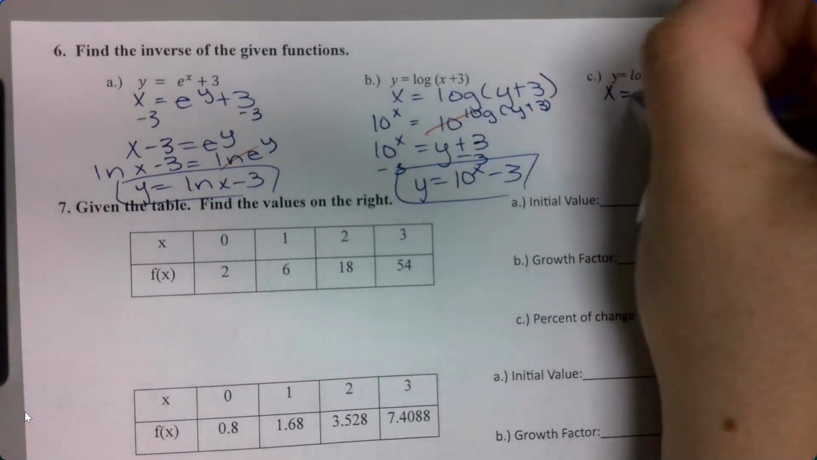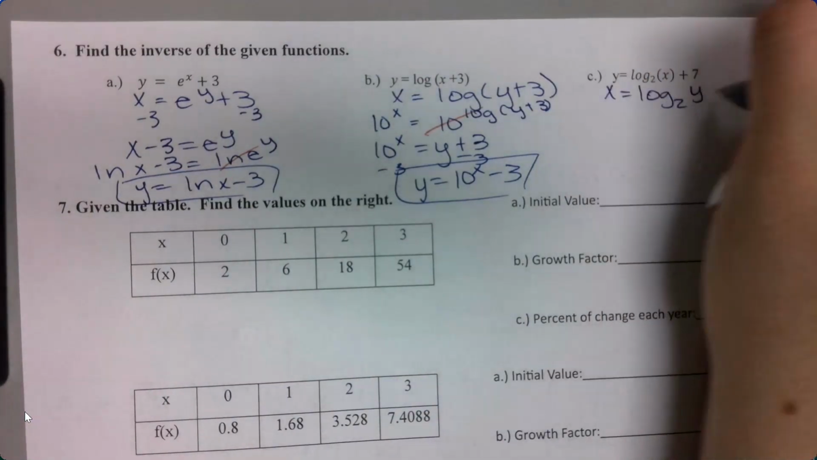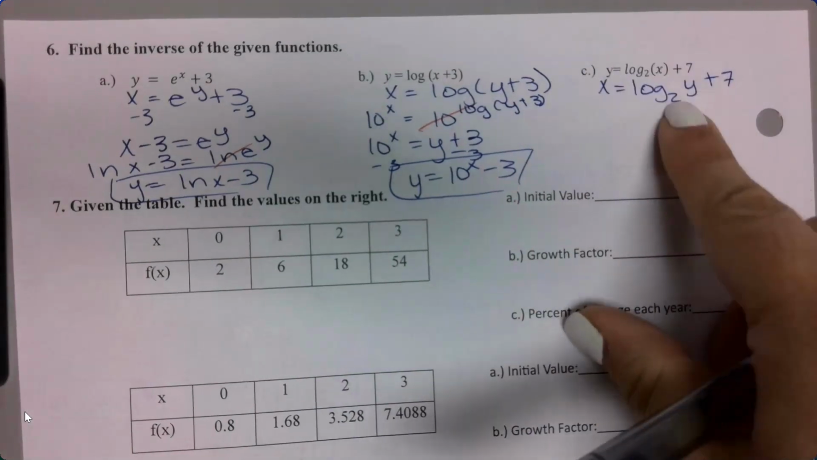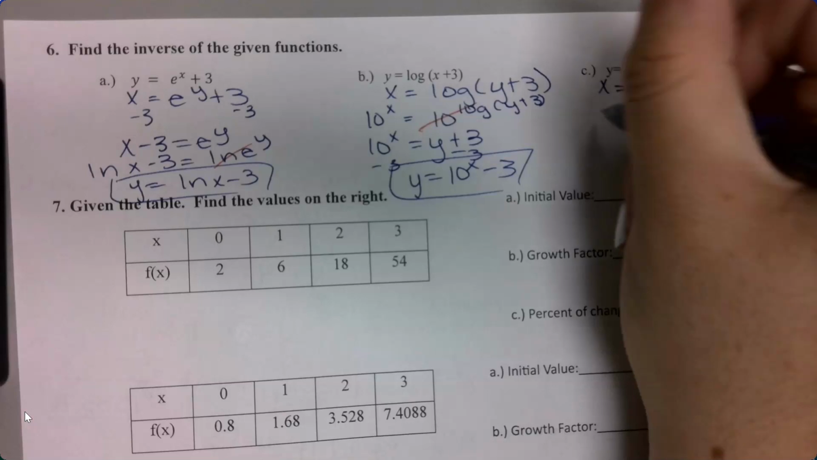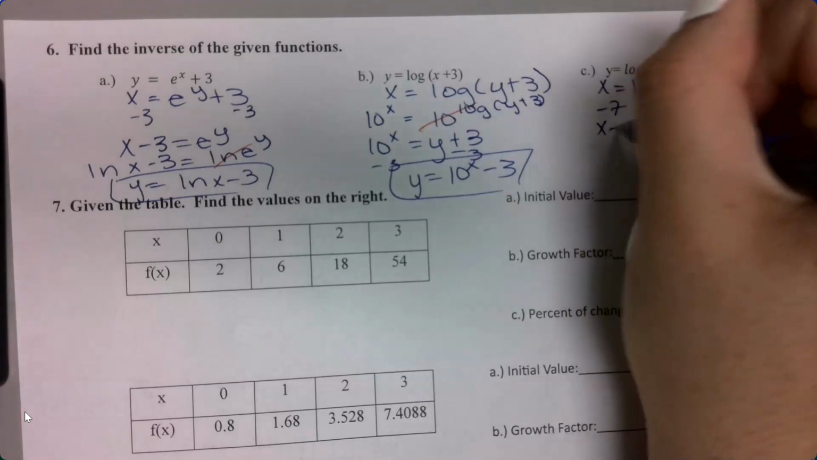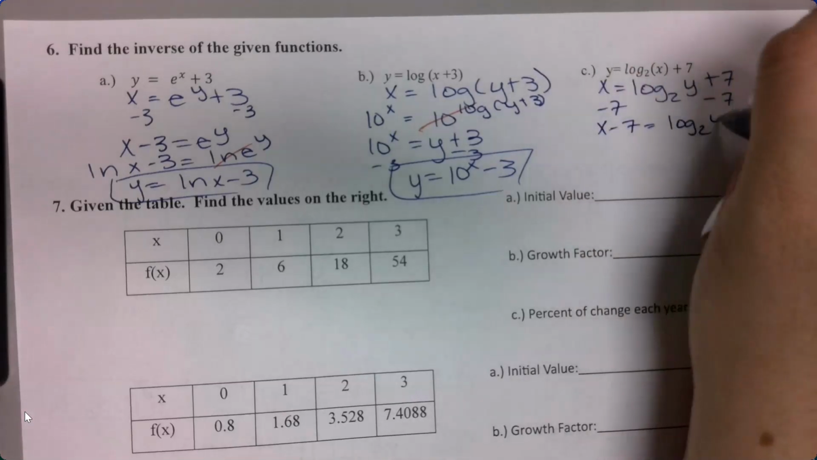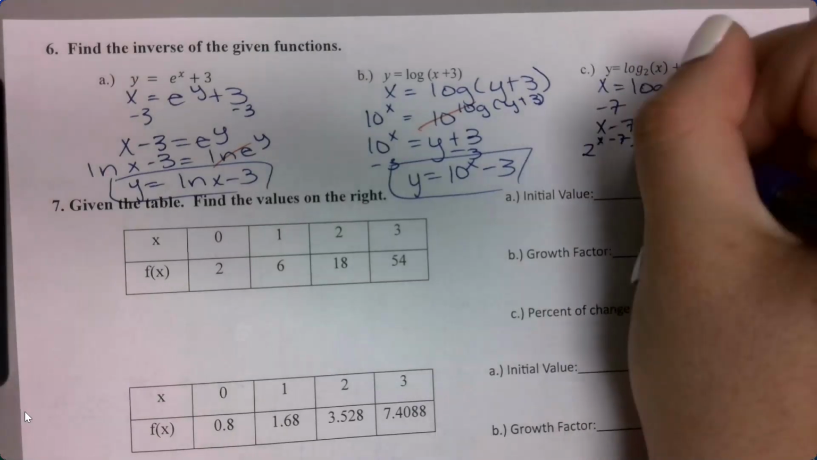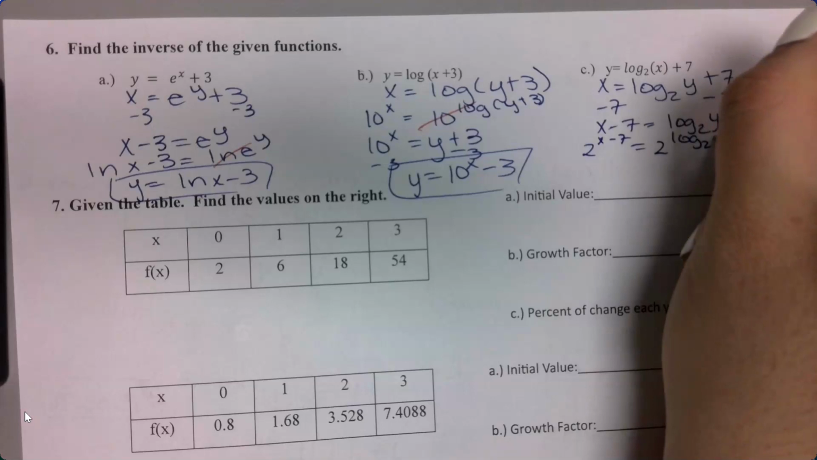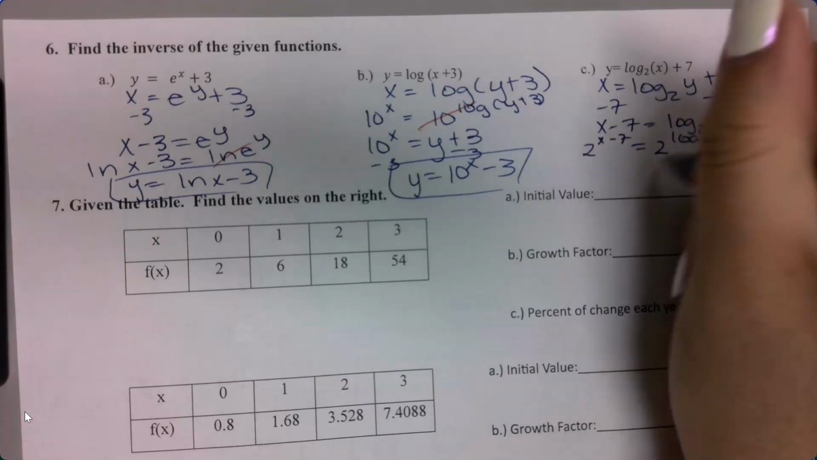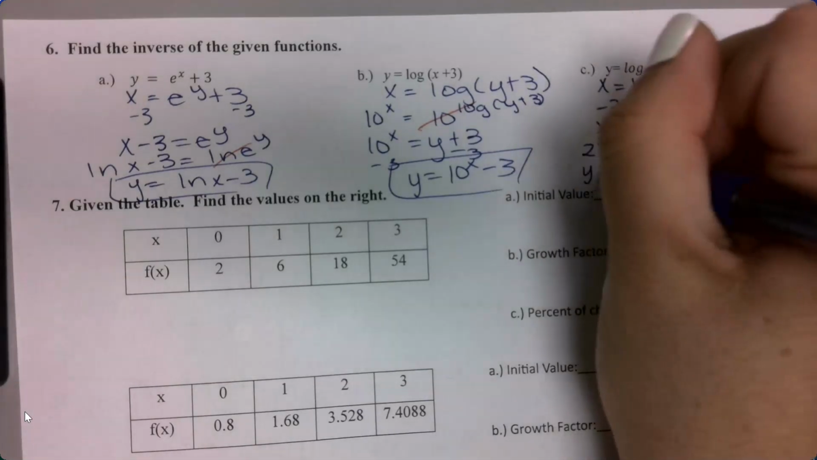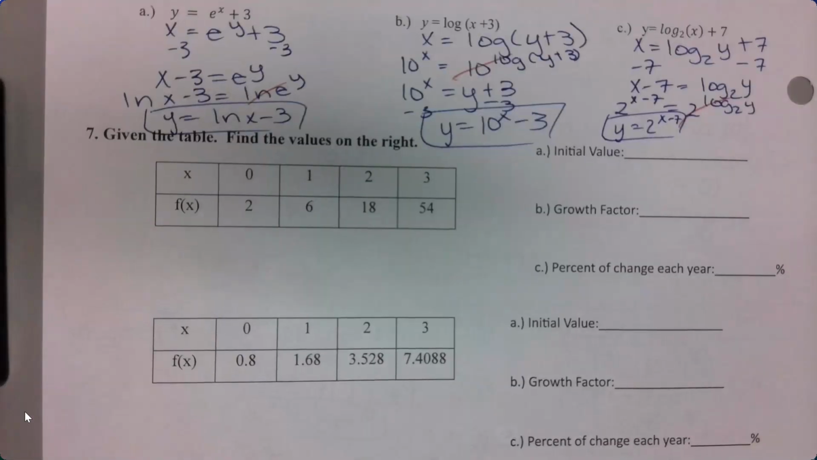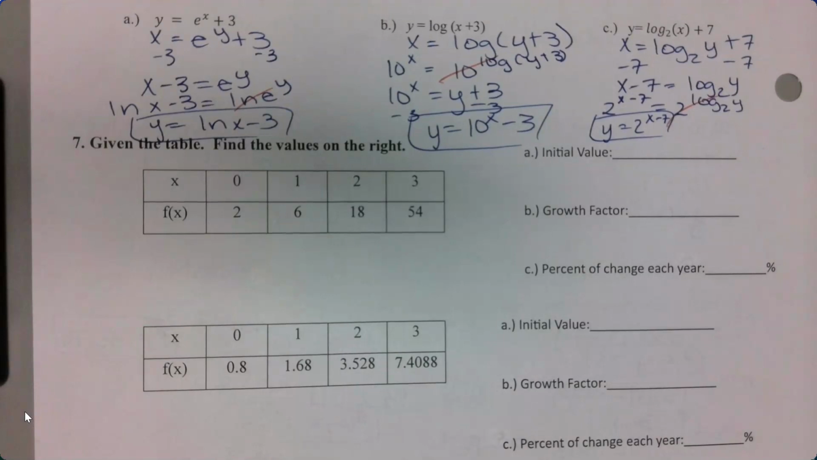Over here, switch the x and the y. Then, to get rid of my log base, I first have to isolate it, so I'm going to subtract 7 on both sides. Then, to get rid of it now, I have a base of 2, and everything becomes my exponents. My 2 and log base 2 cancel out, so I get y equals 2 to the x minus 7. These ones want me to find the values.